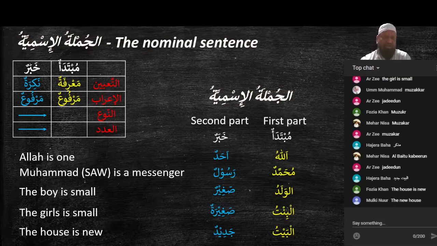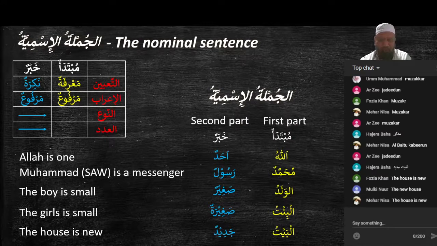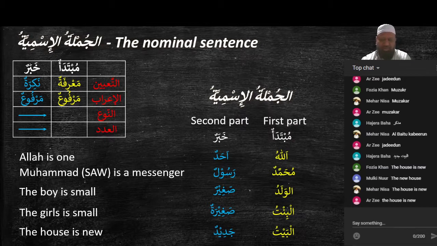Okay, I hope you understood. Now you can make a jumla ismiya in Arabic. All you need is some vocabularies. Make one of the nouns mubtada, make the other noun, which will give information. If it doesn't give information, obviously you cannot bring it as a khabar.